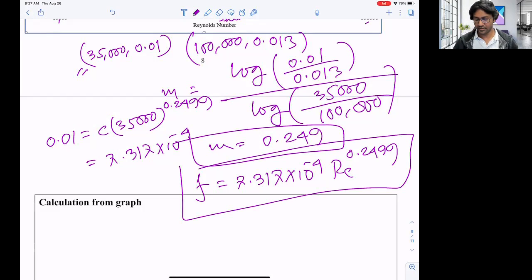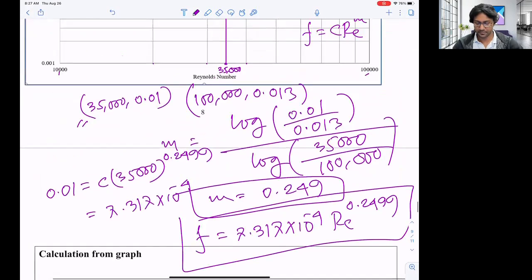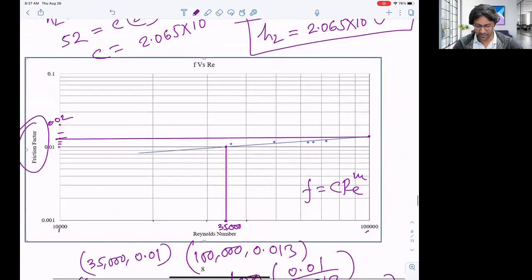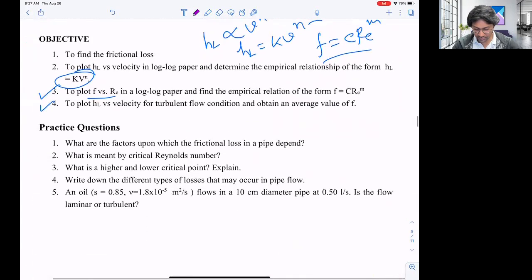You can plot the third one. It will be nothing but a line. So these are the calculations we can make for friction factor, right? So let me try to answer the questions we may have. What are the factors upon which the frictional loss in a pipe depends? It is nothing but the roughness, right? Size of the roughness, shape of the roughness, density of the roughness, and distribution of the roughness. That is the cause of head loss.